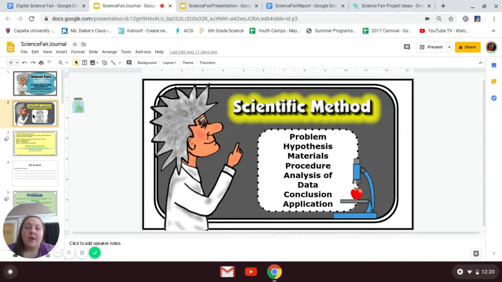So the second slide, or the second part of your handout, says the scientific method. So we're going to follow this. We have to figure out what project we're going to do first before we can identify the problem.